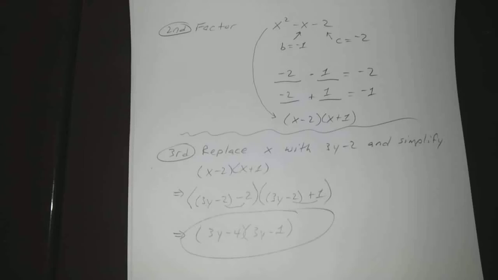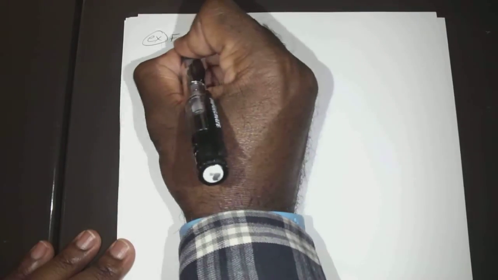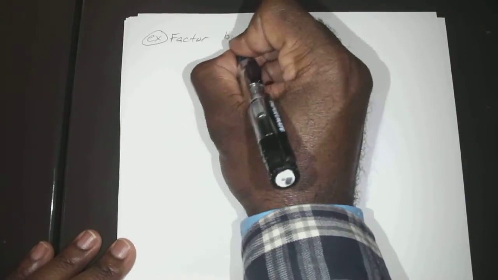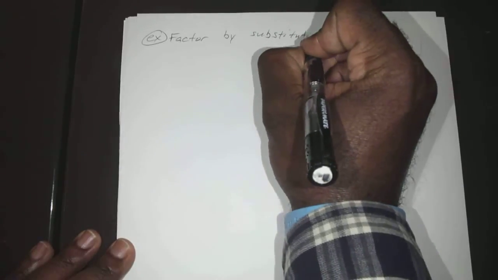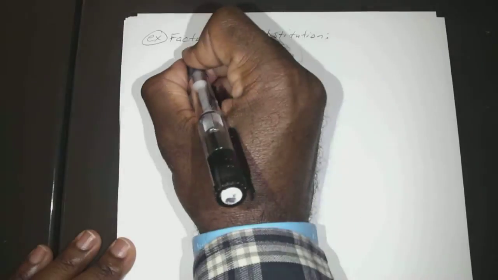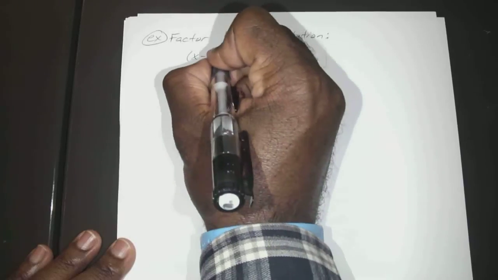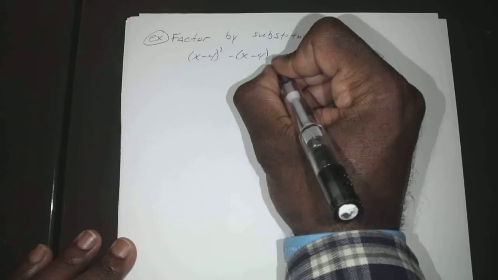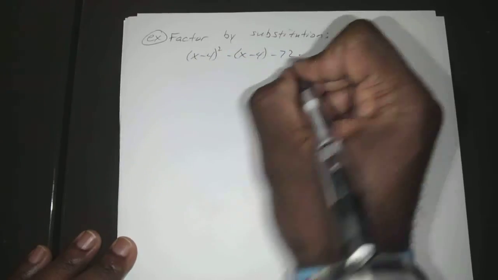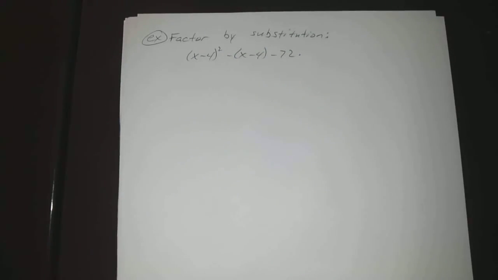All right. So let's say, for example, we wanted to factor by substitution x minus 4 squared minus x minus 4 minus 72. Okay, and I'll give you a minute to start on this one.